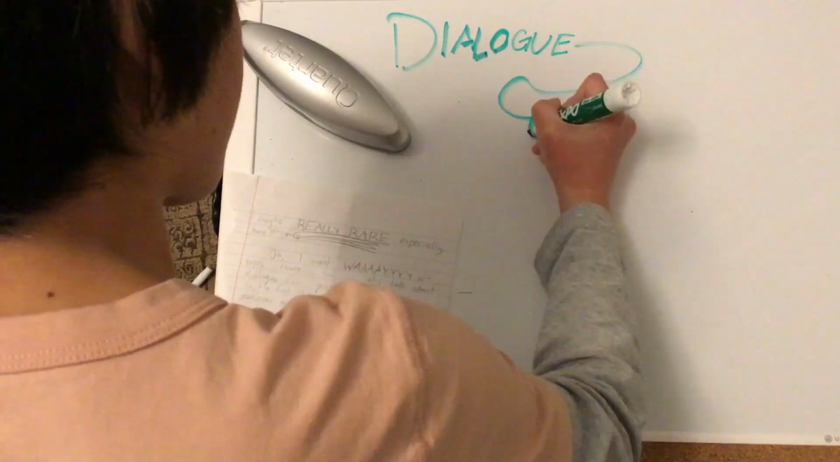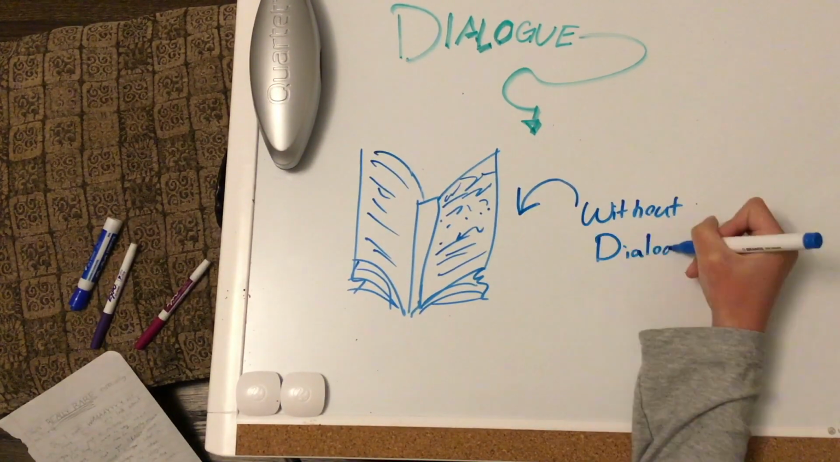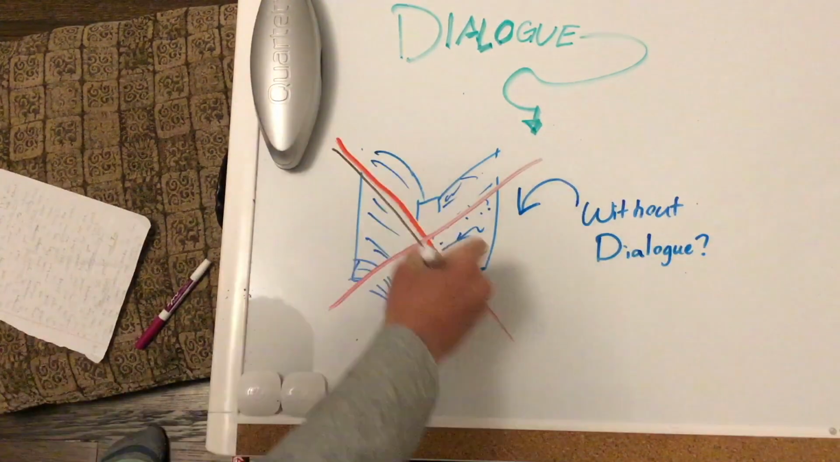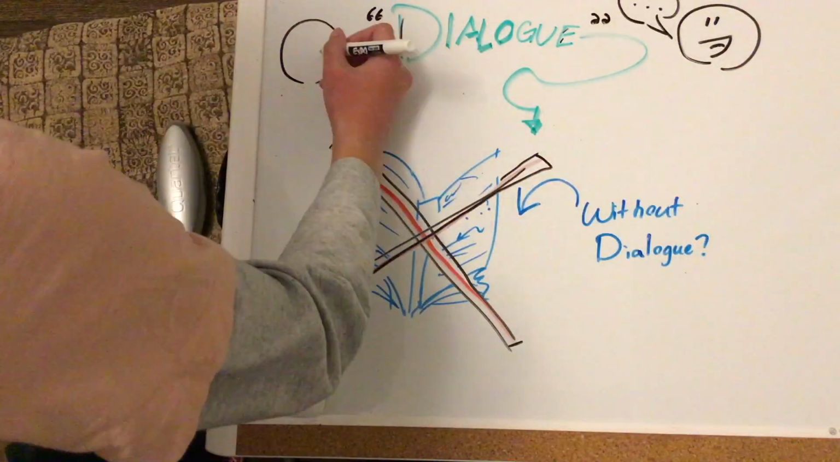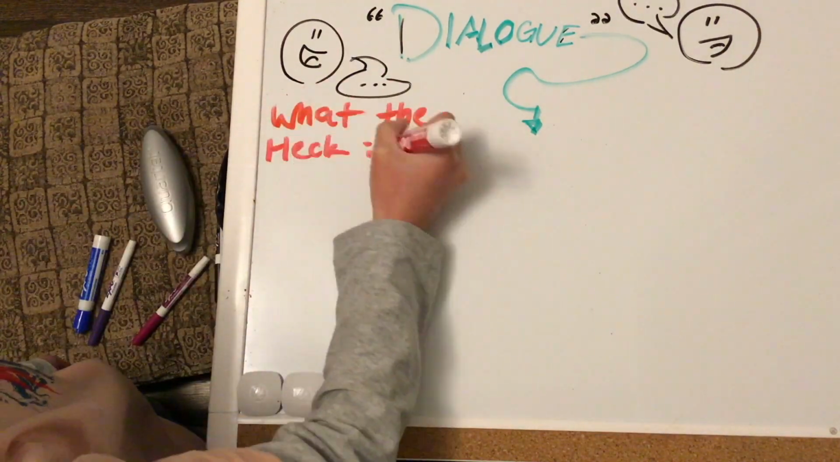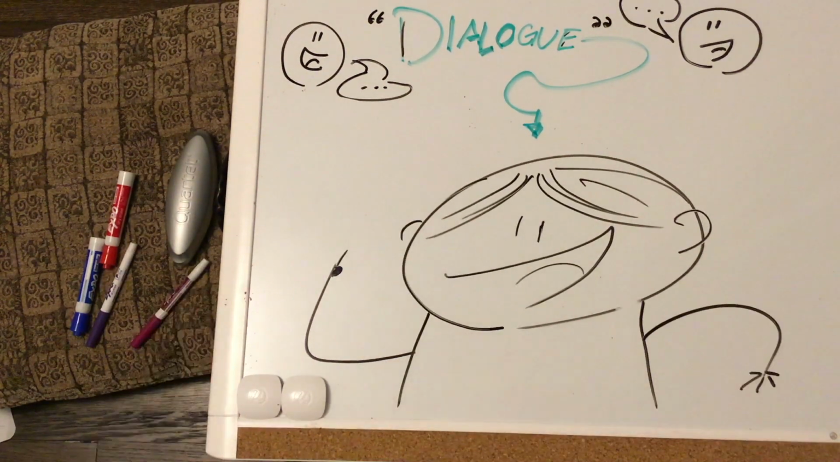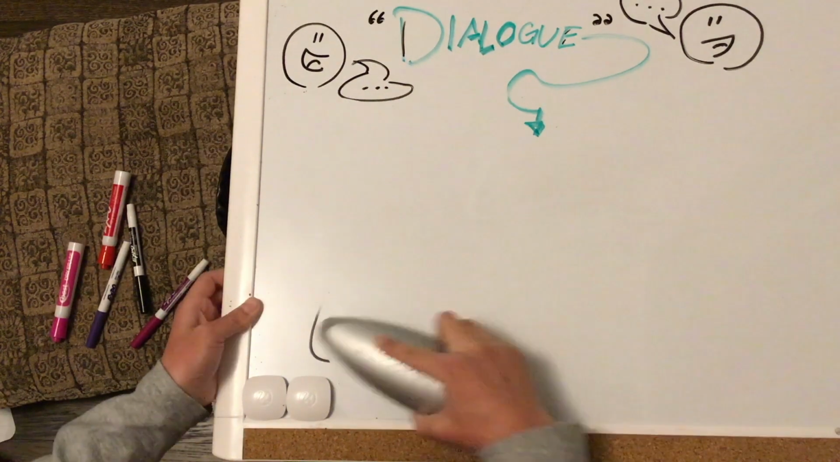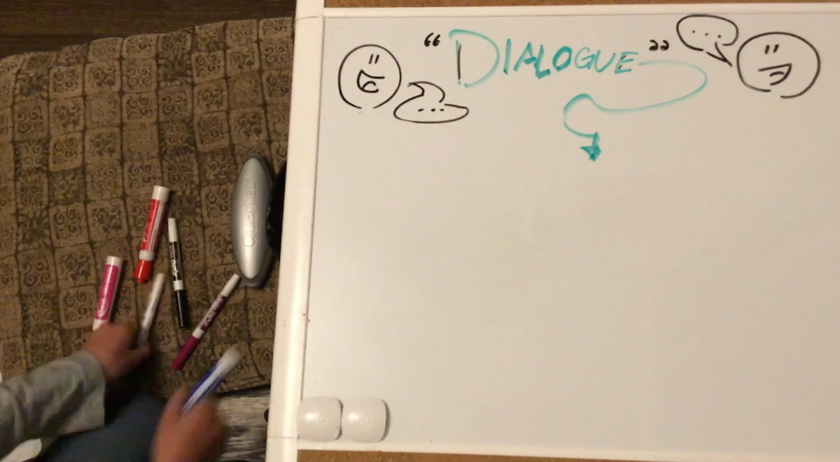Okay, I went way off topic there, so let's talk about dialogue for just a minute. The first thing I want to say about dialogue, and this is true for pretty much any books, is that you really can't have a story without dialogue. So what is dialogue? Dialogue is when the characters speak in the story.